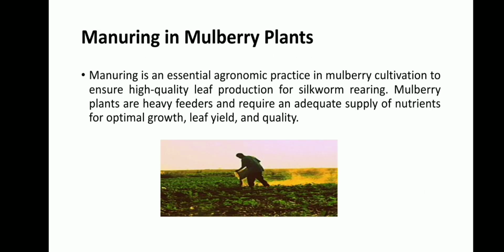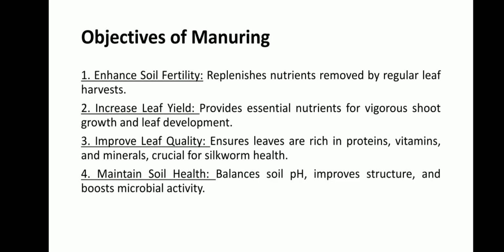Then what is manuring? Manuring in mulberry plants. Manuring is an essential agronomic practice in mulberry cultivation to ensure high quality leaf production for silkworm rearing. Mulberry plants are heavy feeders and require adequate supply of nutrients for optimal growth, leaf yield and quality. Then objectives of manuring: it enhances the soil fertility, it increases the leaf yield, it improves the leaf quality and it also maintains the soil health. These are all the objectives of manuring.